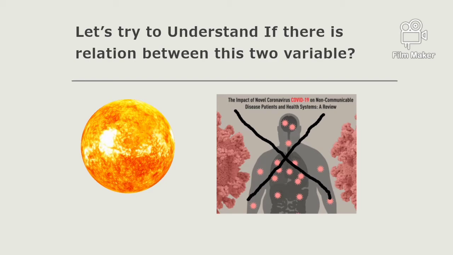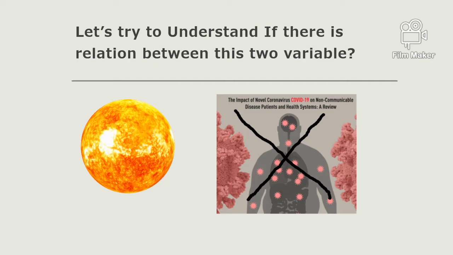How about this one? Let's try to understand if there is a relation between these two variables, the sun and stopping COVID-19. The sun is considered as X, and Y is considered as stopping COVID-19. Why? Because the sun gives vitamin D every morning. You will get a good immune system, so if you have COVID-19, it will not become severe.